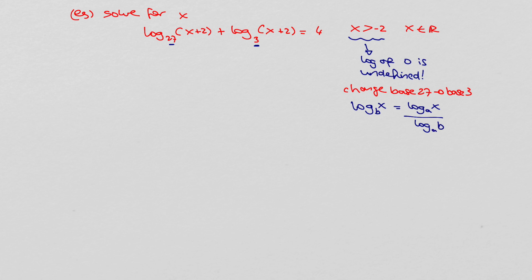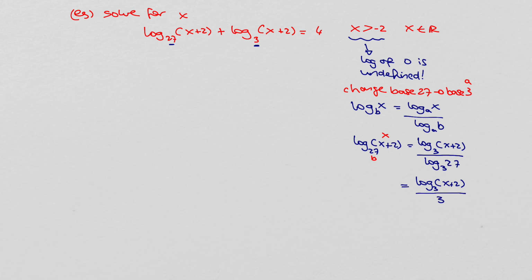So again, if we're changing base 27, that's going to be our old base. So we're going to go log x plus 2 to the base 27. That's the one that we want to change. So b is 27, x is going to be x plus 2 in the formula, and a is our new base, which is base 3. So that's going to be log of x plus 2 to the base 3, over log of the old base, 27, to the new base, 3. And if we type log 27 to the base 3 into our calculator, we find that that value is 3.